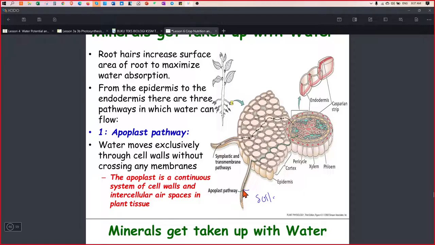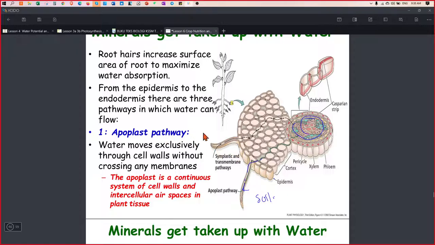So your nutrient gets absorbed into your root hair, and that is going to travel across these various cells along the way. So it's going to meet with the epidermis, it's going to meet with the cortex cells, and then it's going to meet with this guy here, the endodermis, pericycle, and then eventually the xylem and phloem right in the middle. When it only goes across the cell wall, it is called the apoplastic pathway.